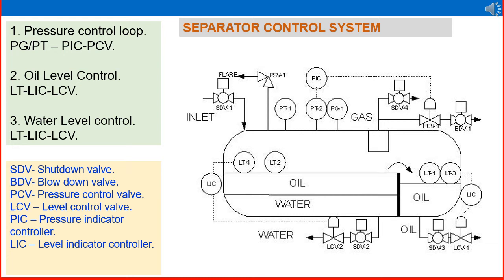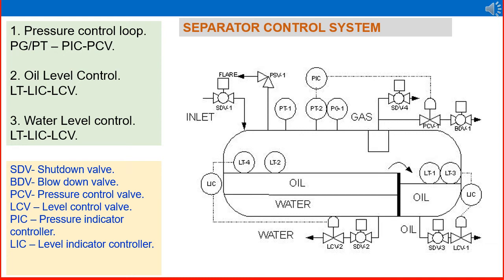Same like that in the oil level, if you look at the right bottom side of the oil side, you can see the LT, LT1 or LT3. One or two are given for better reading or accuracy, and the LIC is a level indicator controller, and the LCV is the level control valve. Same in the water side, you can also see LT, LIC and LCV.